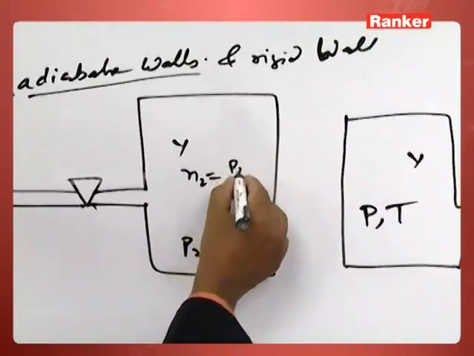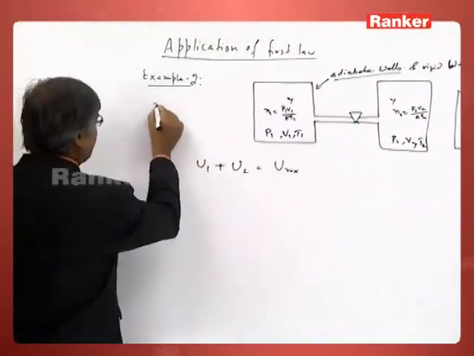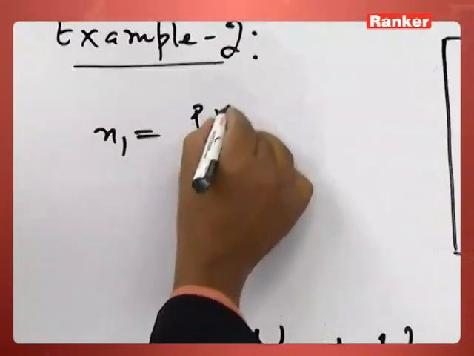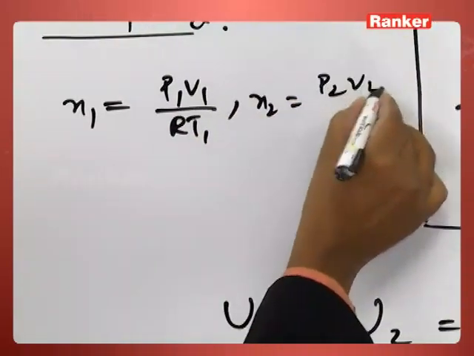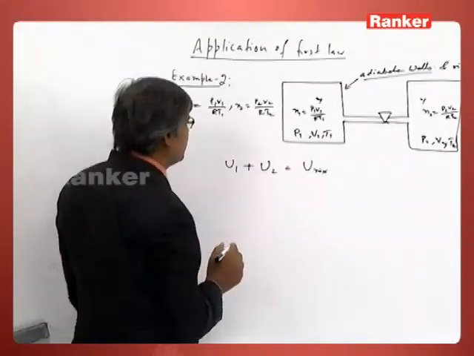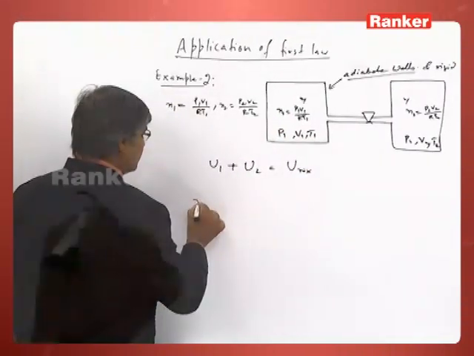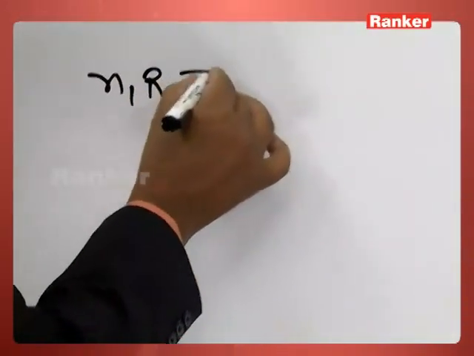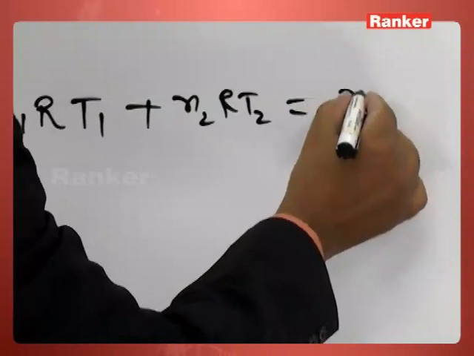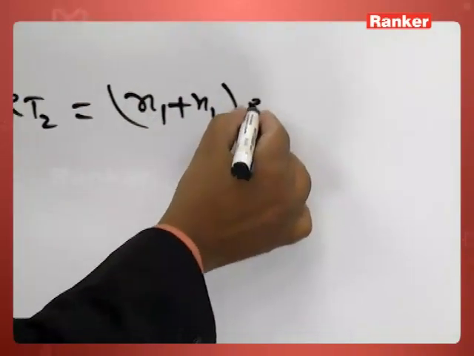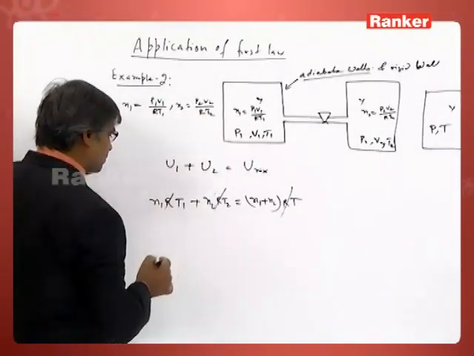N2 is equal to P2 V2 by RT2. So we have N1, the number of moles, as P1 V1 by RT1, and N2 is equal to P2 V2 by RT2. Now we have U1, the internal energy of this gas, as N1 RT1, this as N2 RT2, and U is N1 plus N2 RT.